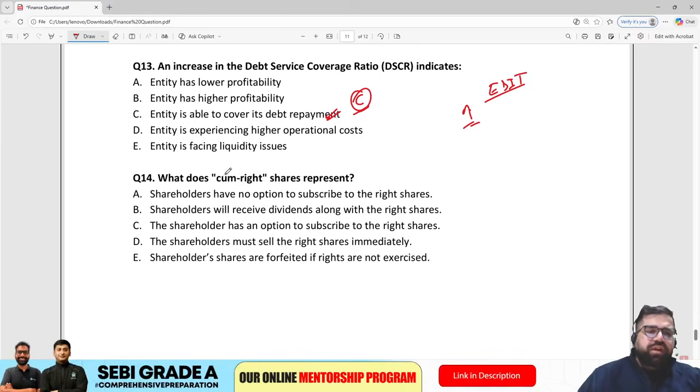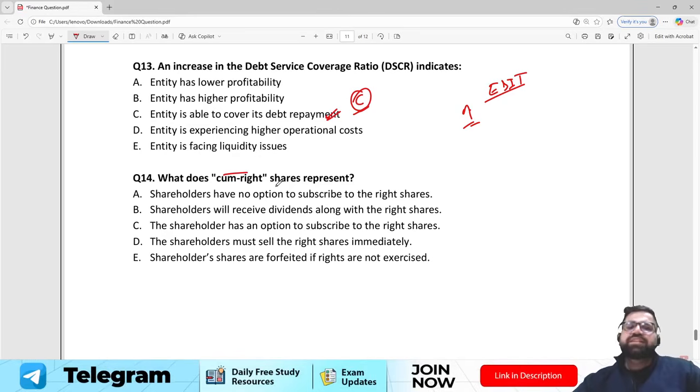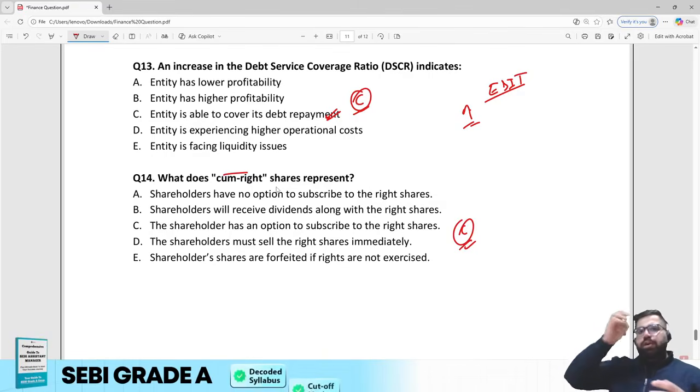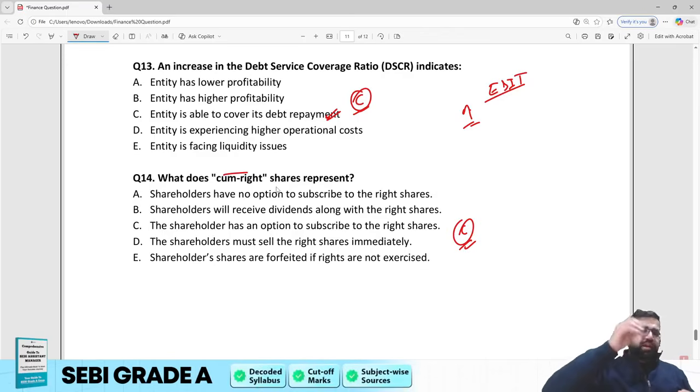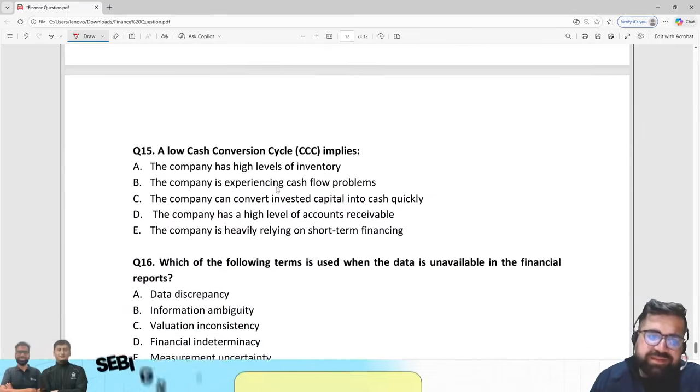14th. What does cum right represent? Shareholders have no option to subscribe to the right shares. Shareholders will receive dividends along with the right shares. Shareholders have the option to subscribe to the right shares. Yes, the correct answer will be option number C. Cum right basically means that you have the option to subscribe to it. It's like included in that particular right. So for the 14th, the correct answer will be C.